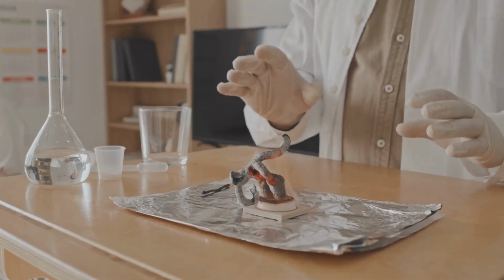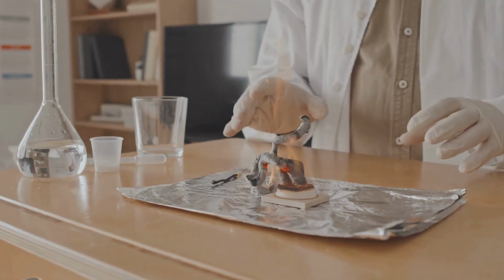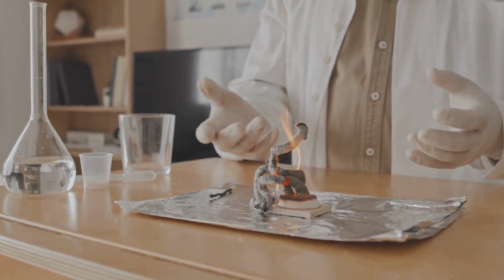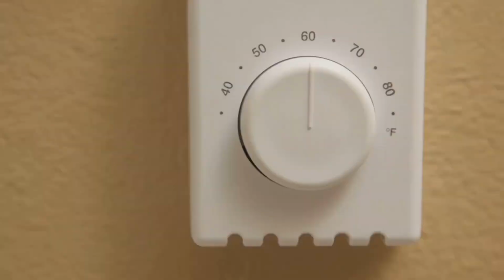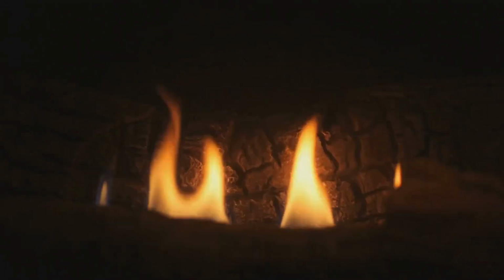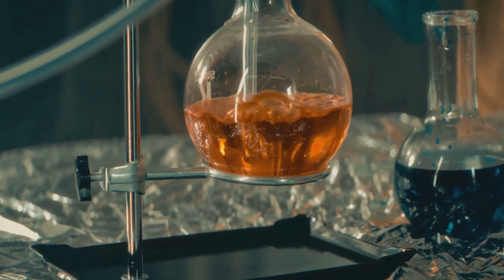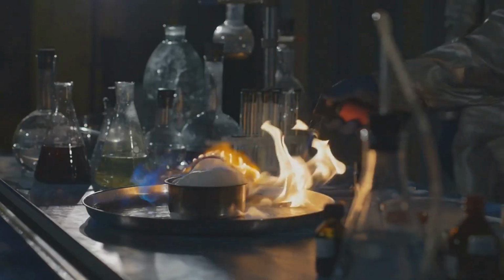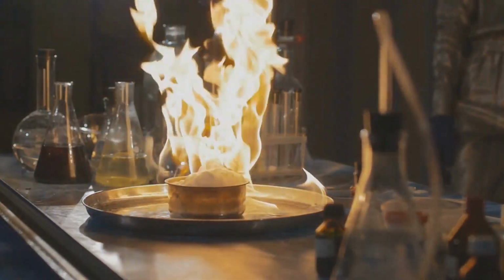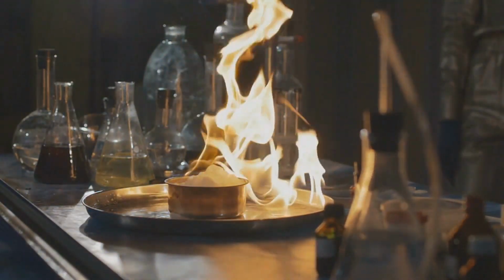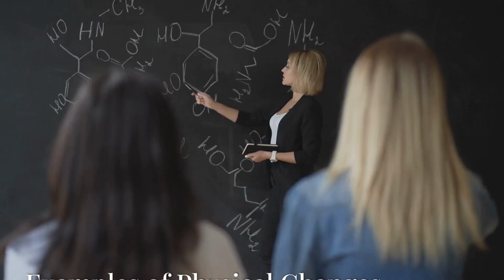One way to distinguish between physical and chemical changes is by observing the changes in the properties of the matter. Physical changes typically involve changes in the state of matter, such as melting, freezing, or evaporating. These changes can be reversed by simply changing the conditions such as temperature or pressure. On the other hand, chemical changes involve the breaking and forming of chemical bonds, resulting in the creation of new substances. These changes are usually irreversible and result in the production of new substances with different properties than the original substance.